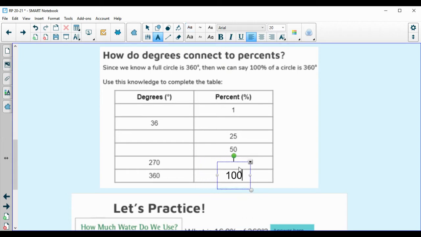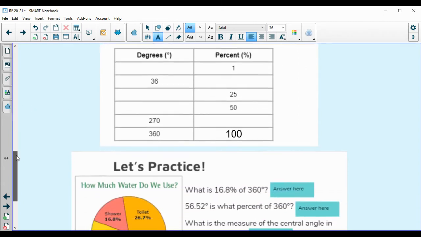And then I can use proportional reasoning to complete the rest of this table. So as you complete the rest of the table, the key thing I want you to figure out here is how many degrees in a circle would equal 1% of that circle.